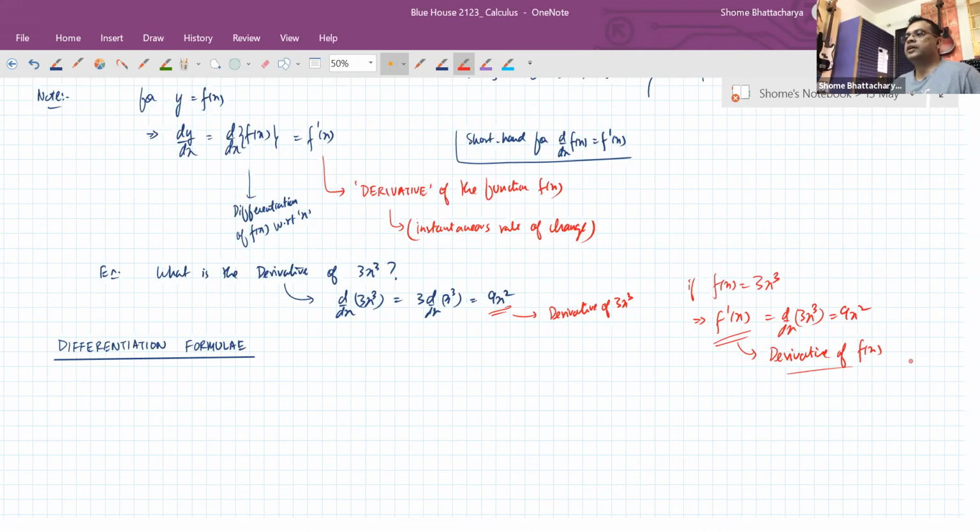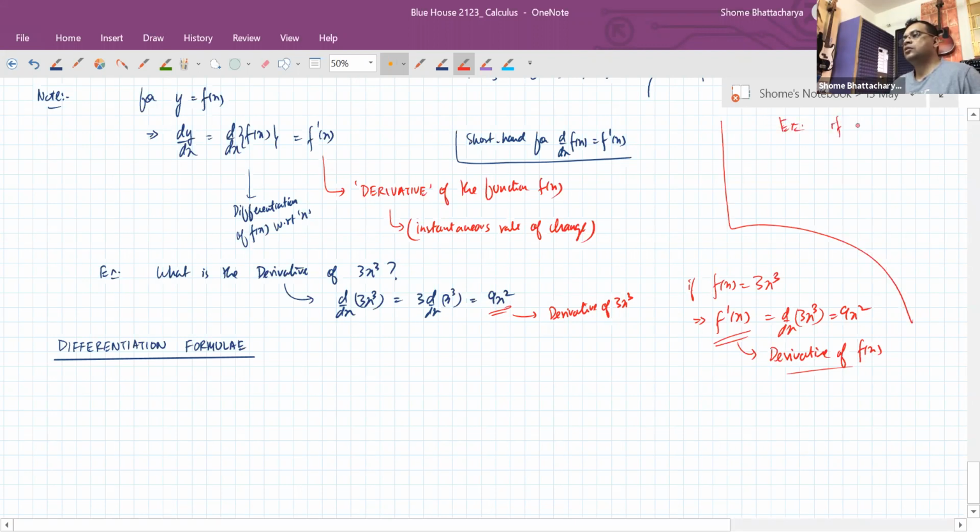Now, of course, we might have an application where the variable is different. So for example, if s is a function of time, then ds by dt is the derivative of this function.